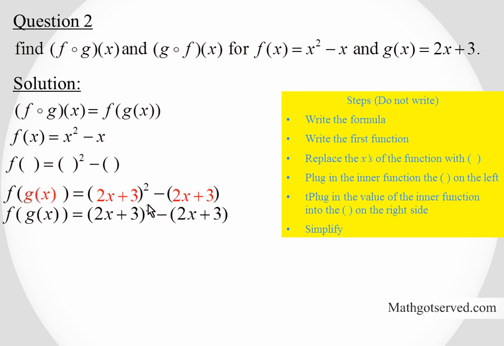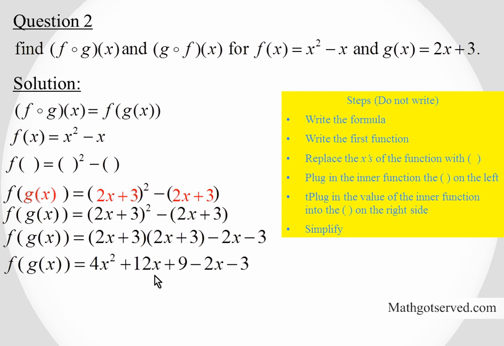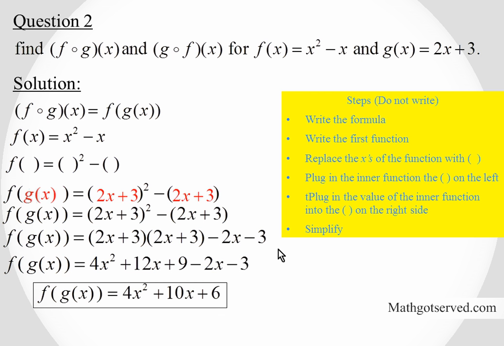Since we have a square, we're squaring the quantity 2x plus 3. That simply means I'm going to multiply 2x plus 3 by itself, and then I'll distribute this negative to both quantities on the right side. We're just simplifying this algebraic expression. When I do first, outer, inner, last for the product of these two identical quantities, I get 4x squared plus 12x plus 9, and then minus 2x minus 3. When we combine like terms, namely 12x and negative 2x, and then 9 and negative 3, we'll have 4x squared plus 10x plus 6, and that is f composed with g.